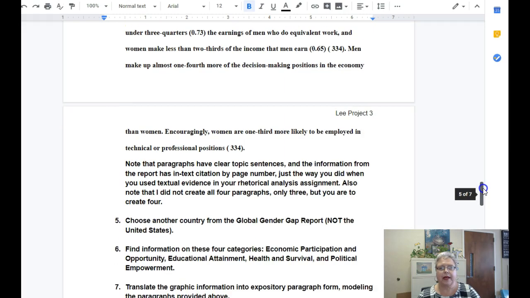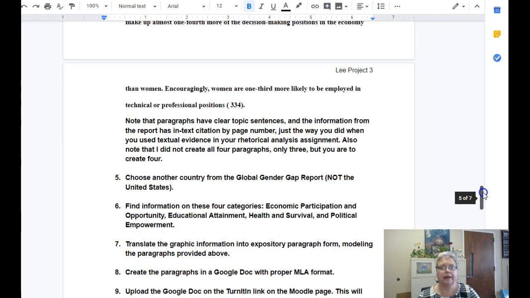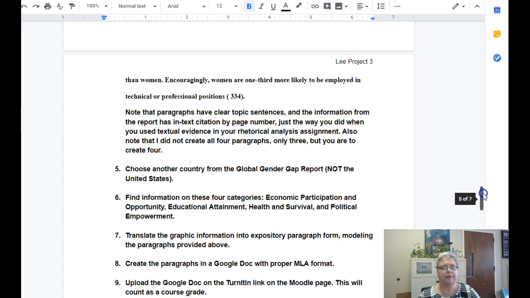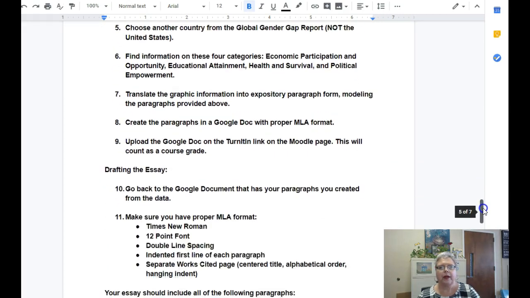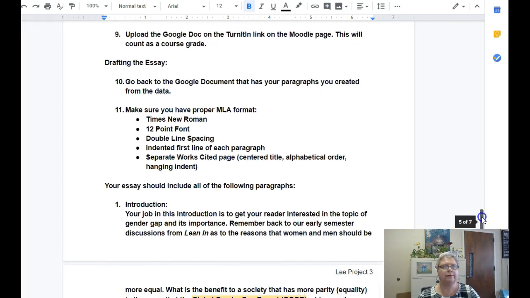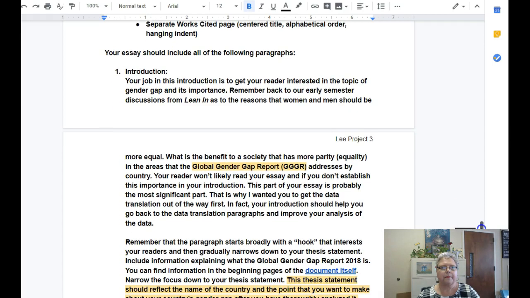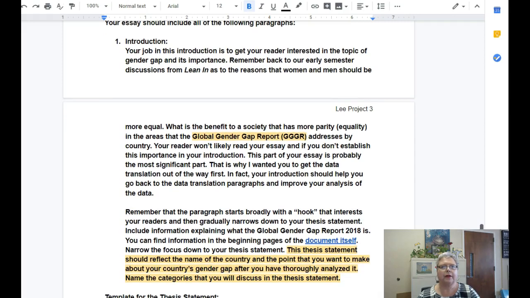However, in these paragraphs that I provided as samples, I did not put any kind of analysis or commentary. And so that's probably what you did too. You just wrote out your sentences, and of course we need to go back to the document that you created and add some analysis and commentary to each of those paragraphs. Also, when you're working on your rough draft, as you go, just make sure you have the proper MLA format. Your essay should include all of the following paragraphs.